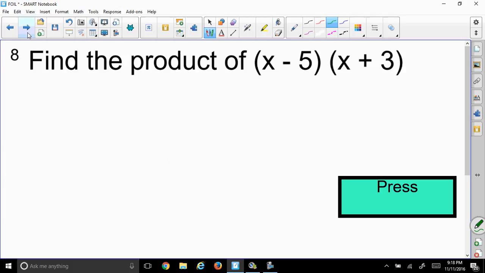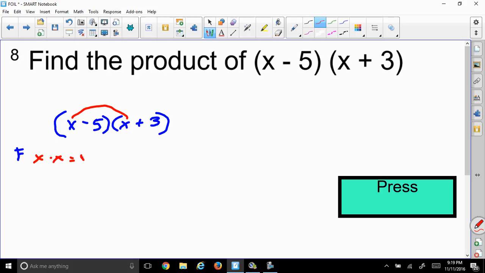So let's take a look at our first question here. Find the product of x minus 5 times x plus 3. All right, let's first rewrite our problem. So we have x minus 5 times x plus 3. The first thing we want to do is multiply the first terms. The first terms are the first items in each of the parentheses. That would be x times x, and x times x equals x to the second power, or x squared.